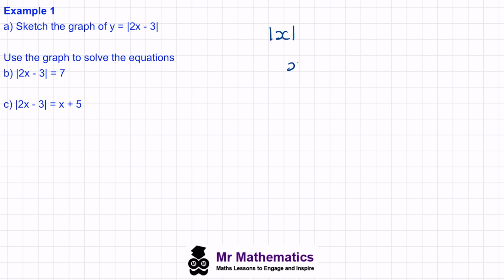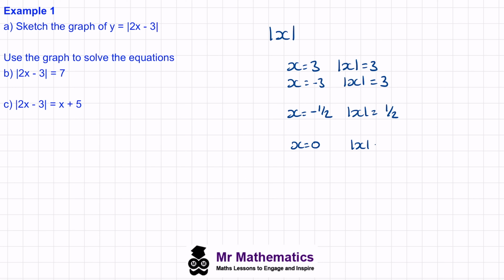So for instance, if x is equal to 3, then the modulus of x is also equal to 3. However, if x is equal to negative 3, then the modulus of x must be equal to a positive value, positive 3. If x is equal to negative 1/2, then the modulus of x will be positive 1/2. So it's outputting the positive value in every case. But if we look at when x equals 0, well then the modulus of x is also equal to 0. So the modulus of x must always be greater than or equal to 0.